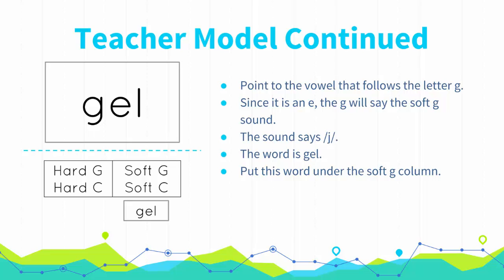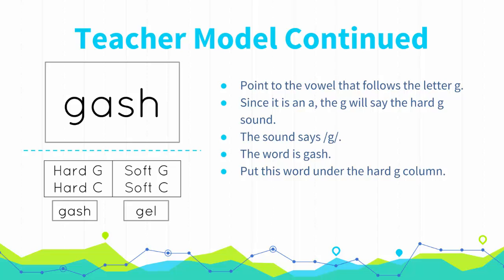Show students the word card gel. Model how to determine if a consonant uses the hard or soft sound. Point to the vowel that follows the letter G. Since it is an E, the G will say the soft G sound. The sound says j, the word is gel. Model how to put the word into the correct column.